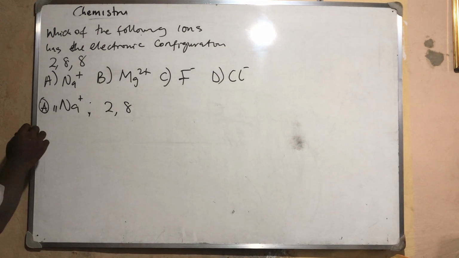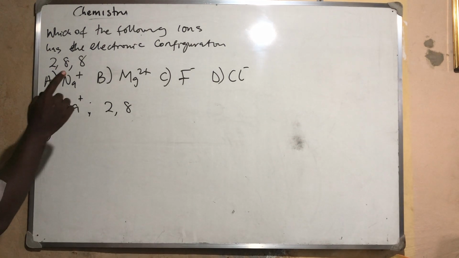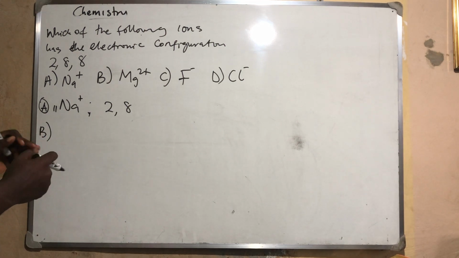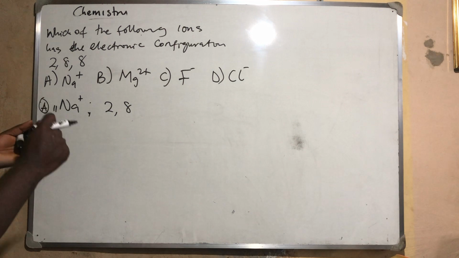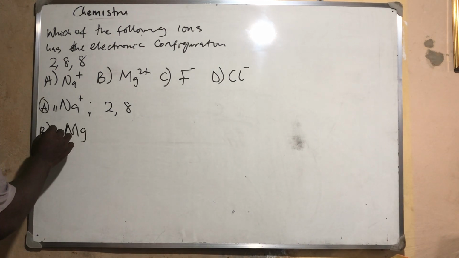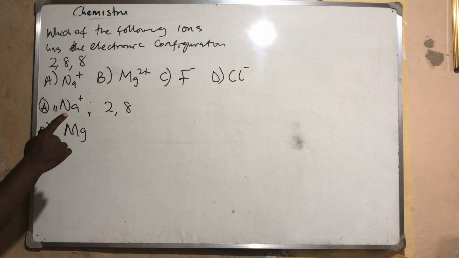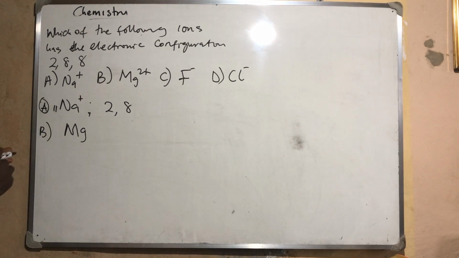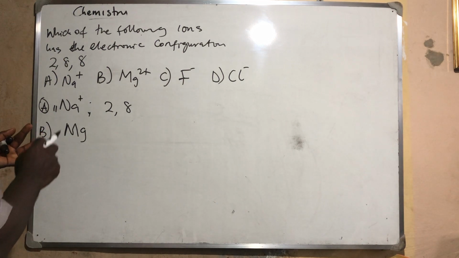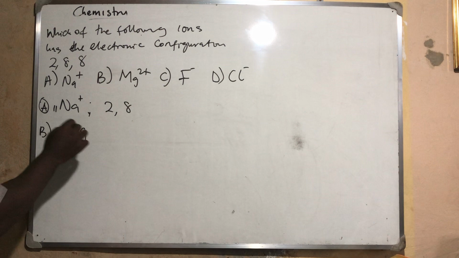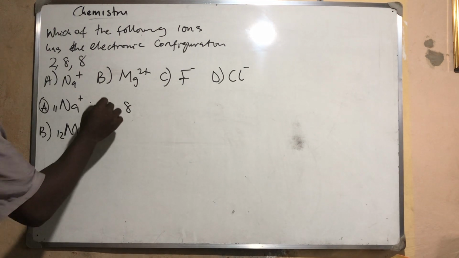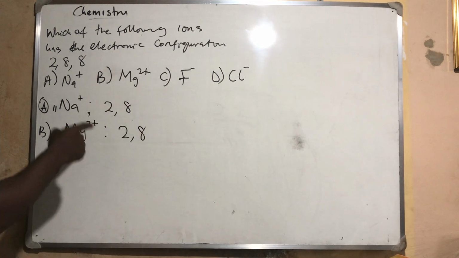Now for B, magnesium: hydrogen, helium, lithium, beryllium, boron, carbon, nitrogen, oxygen, fluorine, neon, sodium, magnesium. Magnesium is 12, Mg 12. Since it is 2 plus, it means it gave out 2. So it is the same thing, 2, 8, because it gave out 2.